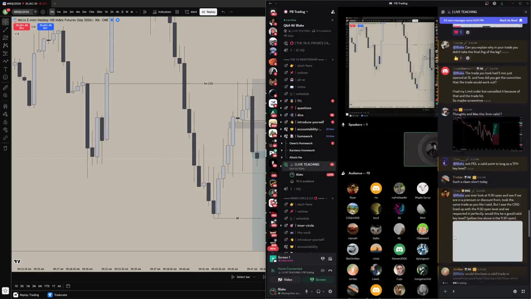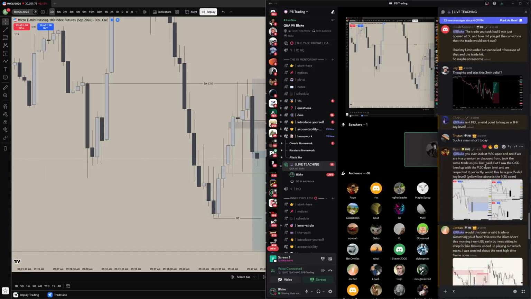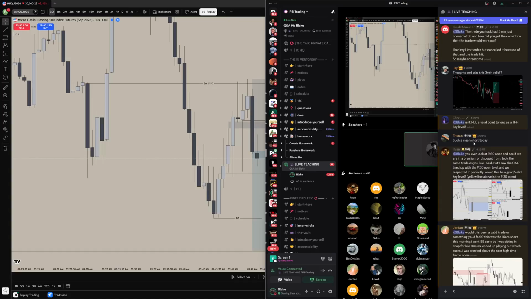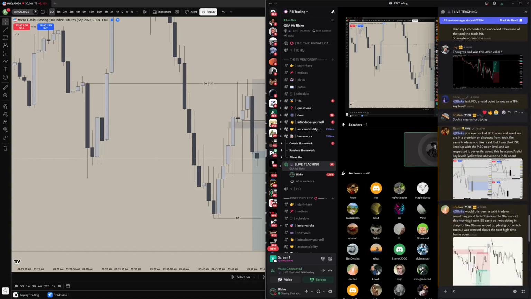Again, I personally didn't like longs at all today. As long as they're, I wouldn't say so. If previous low is inside of a gap, then yes. But if not, then I don't know. Unless there's a bunch of unfilled gaps and a super obvious draw, but I wouldn't say so. Such a clean short, nice.